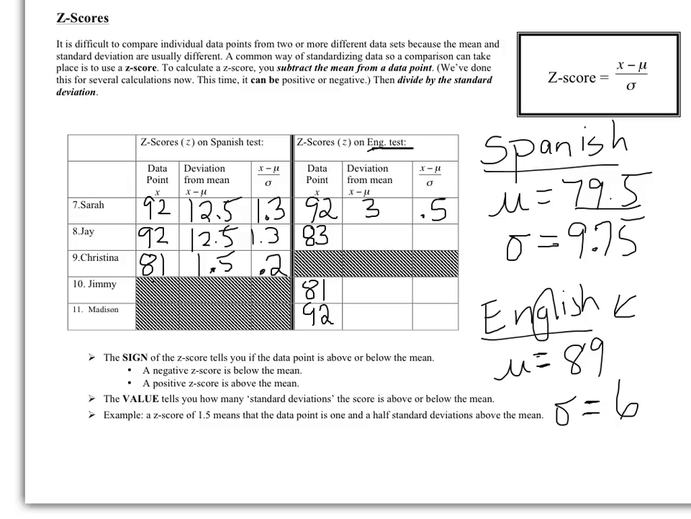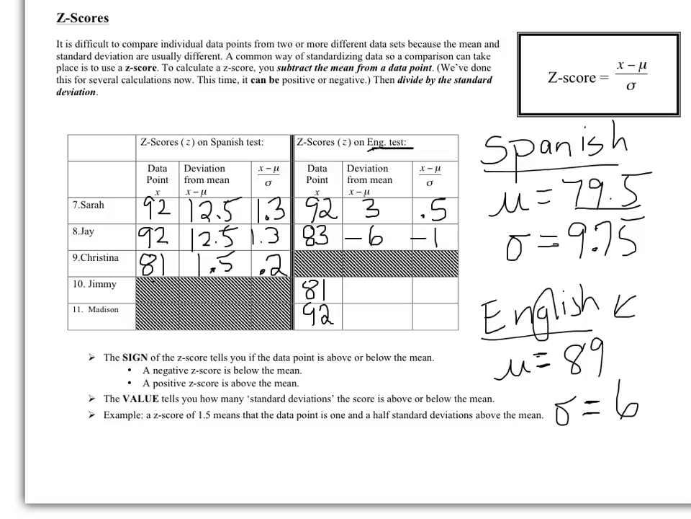Then I'm going to do 83 minus 89, and this time I get a negative number. Z-scores can be negative. So that's different than the stuff we've been learning before. So negative 6 divided by 6 is negative 1. So Jay's z-score on his English test was negative 1.